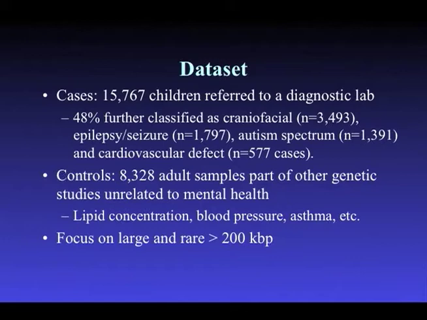We compared them to 8,328 adults that have been used in other studies. So don't think of this as really a match control. Think of it as like a population average that we're comparing it against. These are individuals that weren't ascertained for mental health, but were usually picked up in terms of genome-wide association studies for studies of lipid concentration, blood pressure, asthma. Generally, diseases that we do not think, and we have good evidence, are not large CNV events.